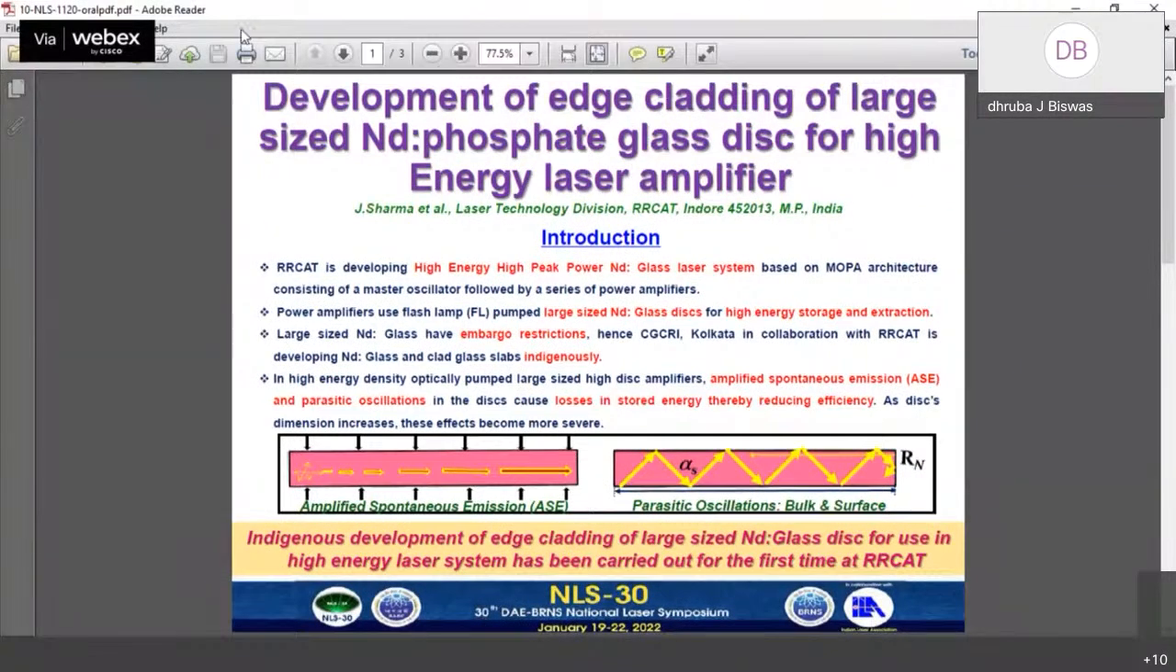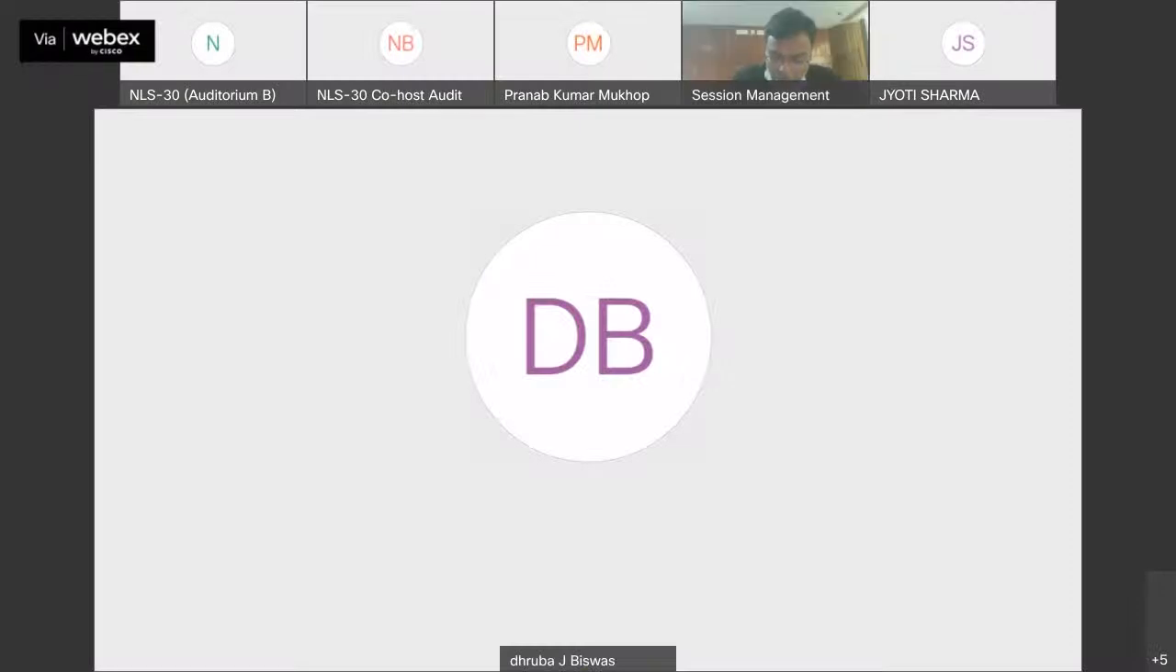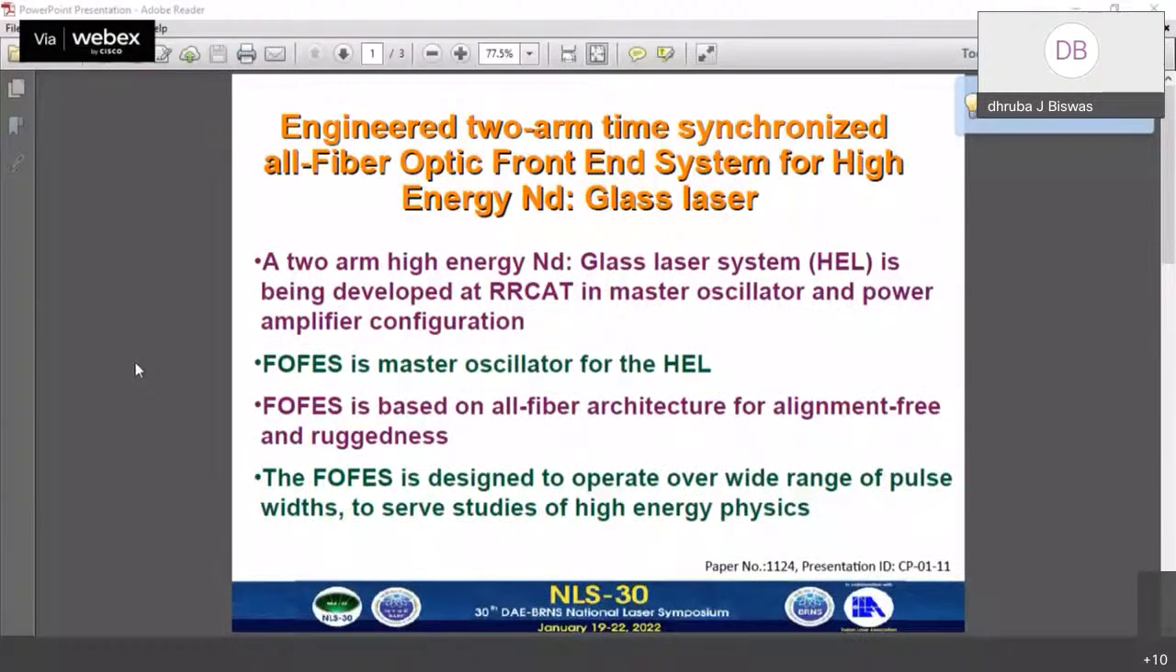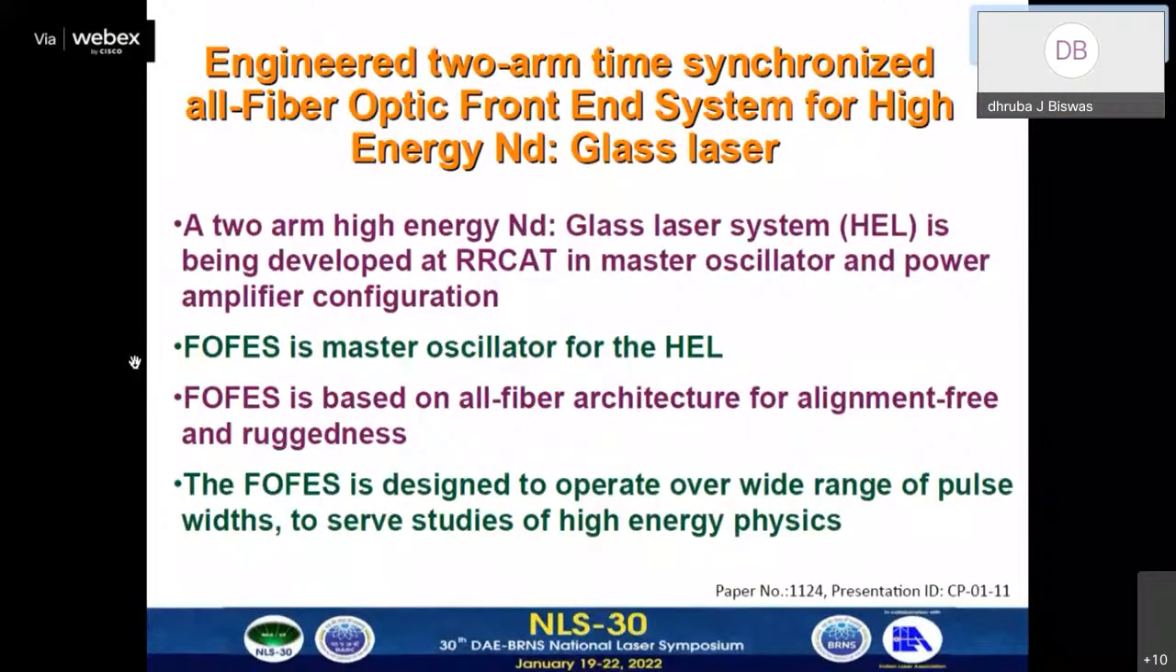That is Mr. Srikant from RRCAT. The poster number is CP0111. Am I audible to you? Yes, sir, yes. Please continue.